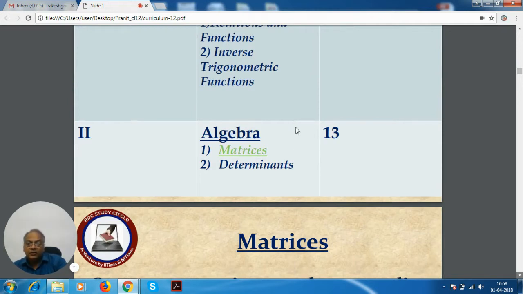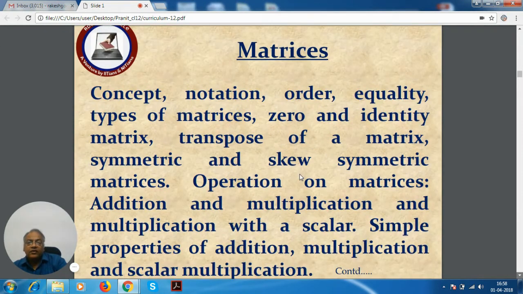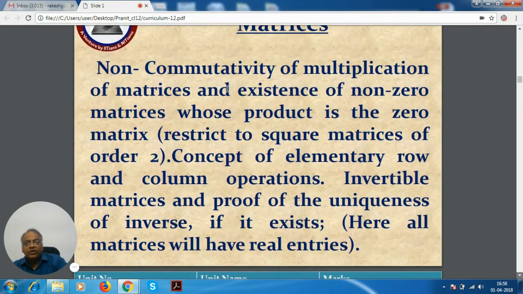Now, there are 2 chapters. First is matrices, and in matrices, you have the concept, notation, order, equality, types of matrices, that is zero, identity, transpose of a matrix, symmetric and skew-symmetric matrices. After that, you have operations like addition, multiplication, and multiplication with a scalar, simple properties of matrices, that is addition, multiplication, and scalar multiplication.